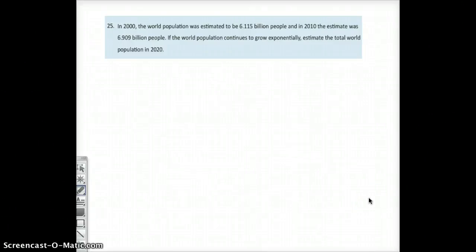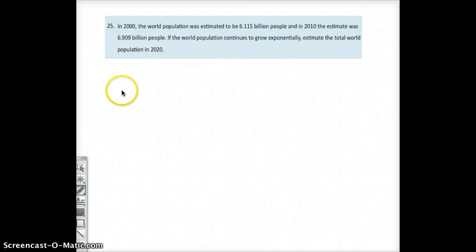Okay, so here's some word problems, students, that people are having a little trouble with, and let's see if we could work these problems out. In 2000, the world population was estimated to be 6.115 billion people, and in 2010, the estimate was 6.909 billion people. If the world population continues to grow exponentially, estimate the total world population in 2020.